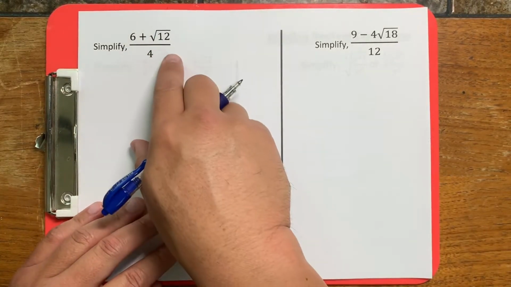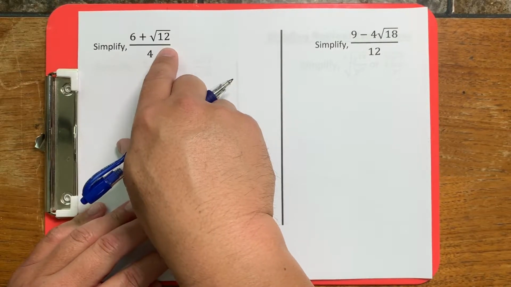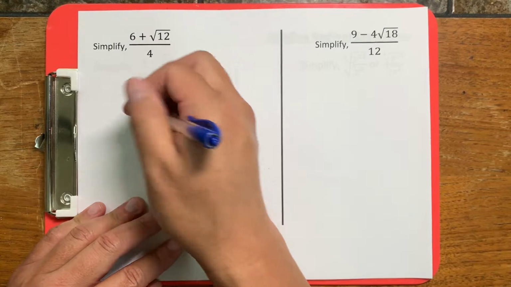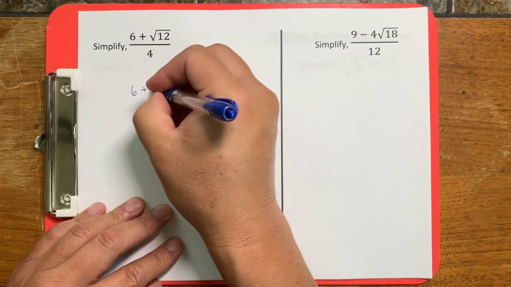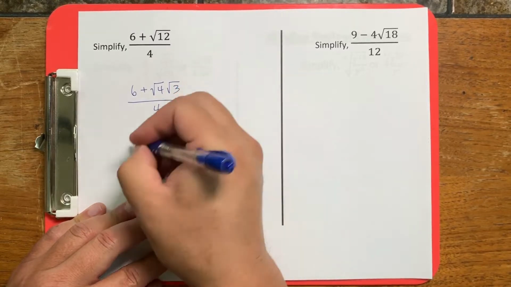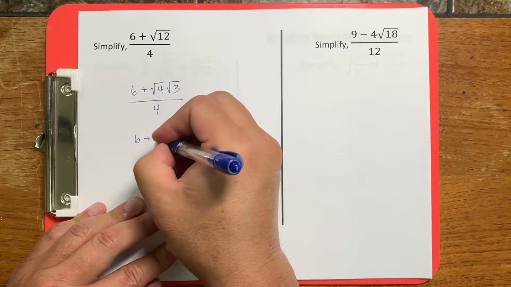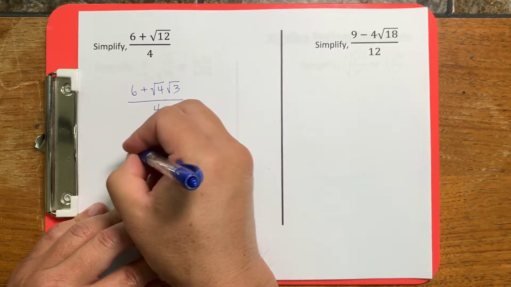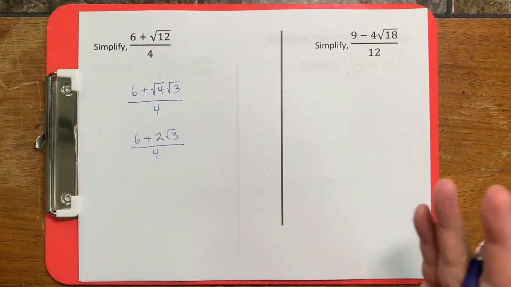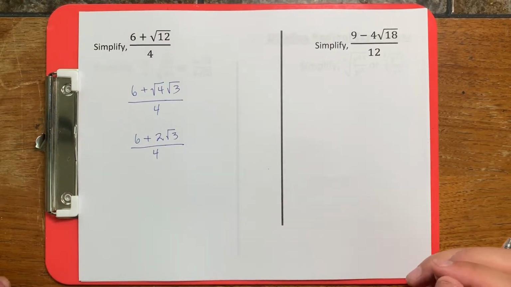So what you need to do is first simplify the radical. If I say what perfect square divides into 12, I would get 6 plus square root of 4 times square root of 3, divided by 4. Then I get 6 plus 2 square root of 3 divided by 4. Now there's 2 ways to attack this problem. Let me show you the way that my students generally don't like, and then I'll show you the way my students generally do like.